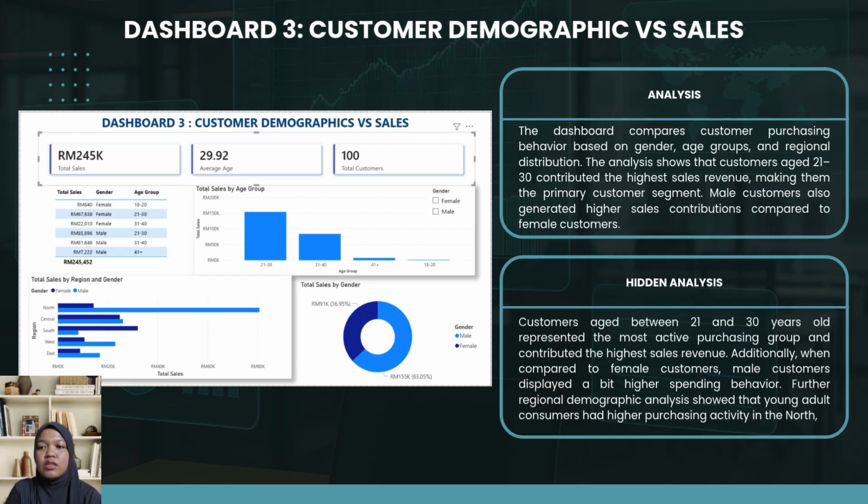Therefore, businesses can use these insights to create targeted marketing strategies. Personalized promotions and customer engagement campaigns that focus on high-value customer segment. This approach can help increase customer retention, improve sales performance, and maximize profitability.